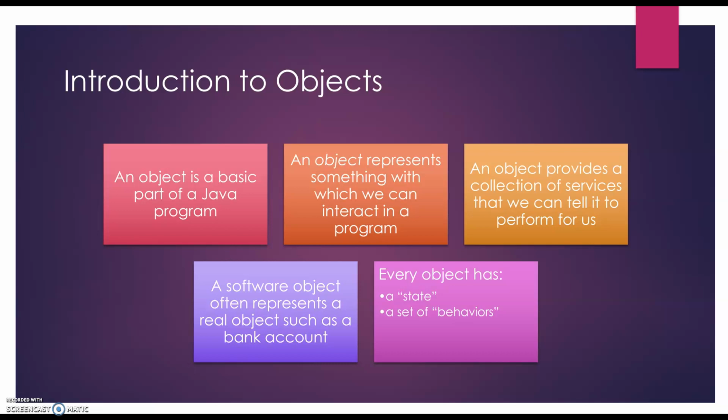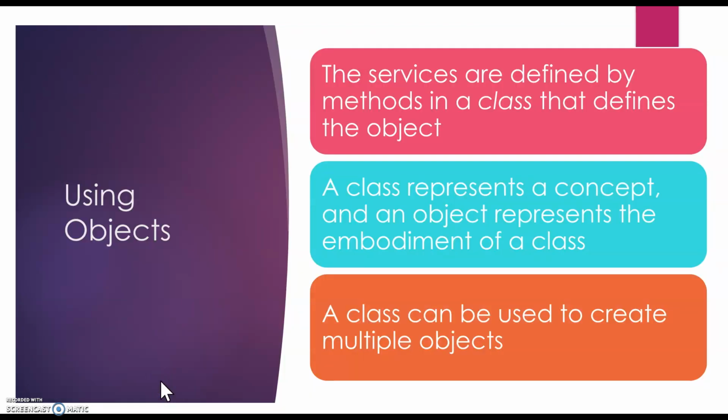For example, part of a bank account's state is its current balance. The behaviors of an object are the activities associated with the object. Behaviors associated with a bank account probably include the ability to make deposits and to make withdrawals. Using objects, the services are defined by methods in the class that defines the object. A class represents a concept, and an object represents the embodiment of a class. A class can be used to create multiple objects.